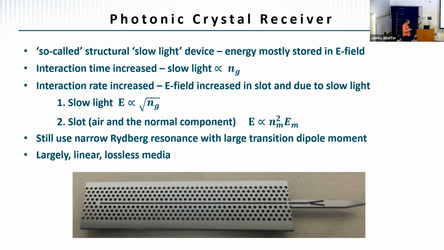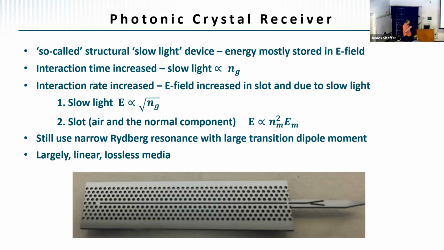This is an early prototype device where I can show you, more or less as a mock-up, the key features. There's an input coupler here that tries to impedance match free space to this waveguide. Then there's a slot in here. And then there's this photonic crystal where the light gets slowed down.